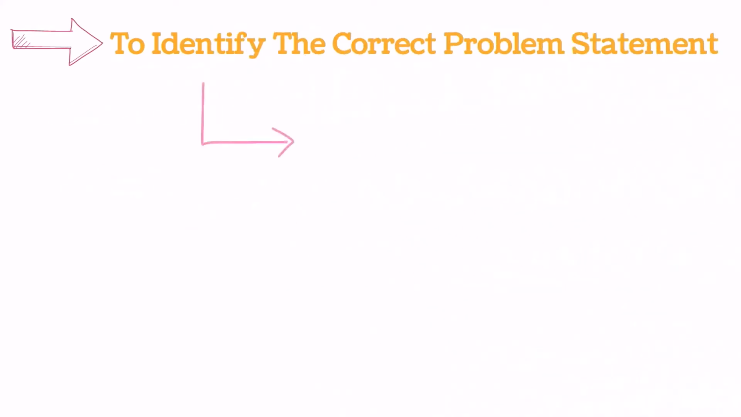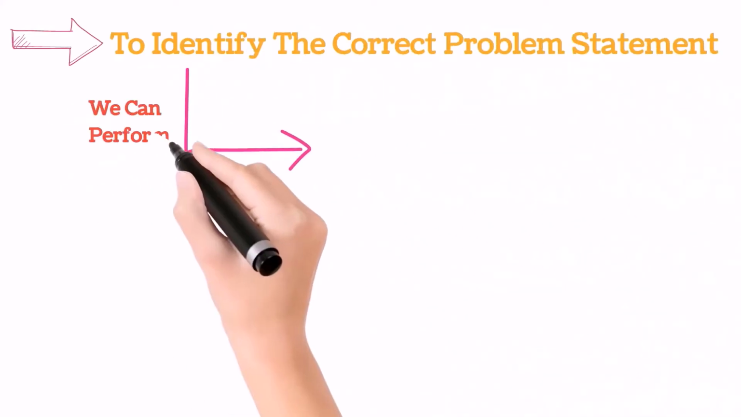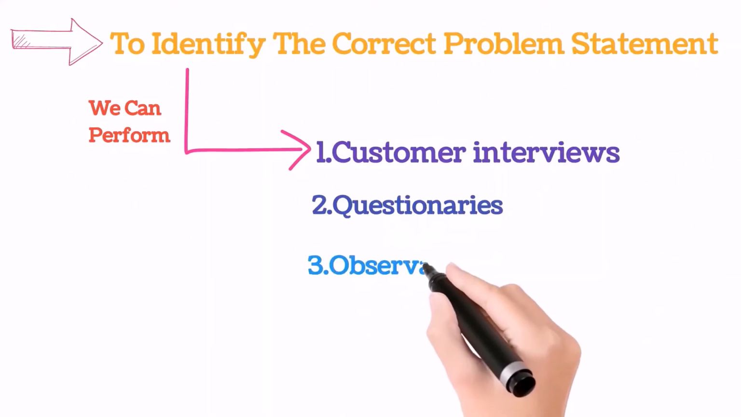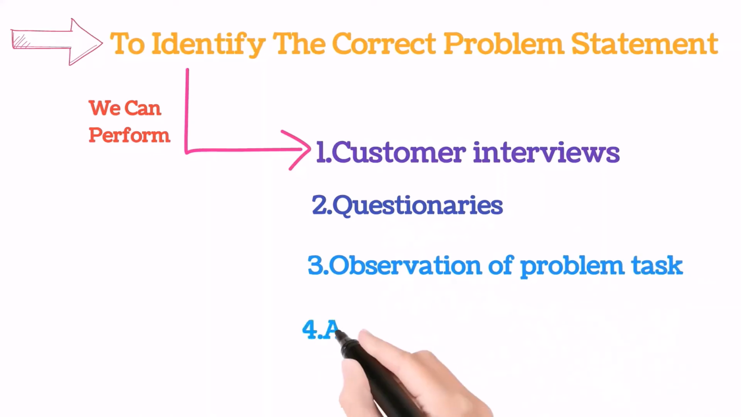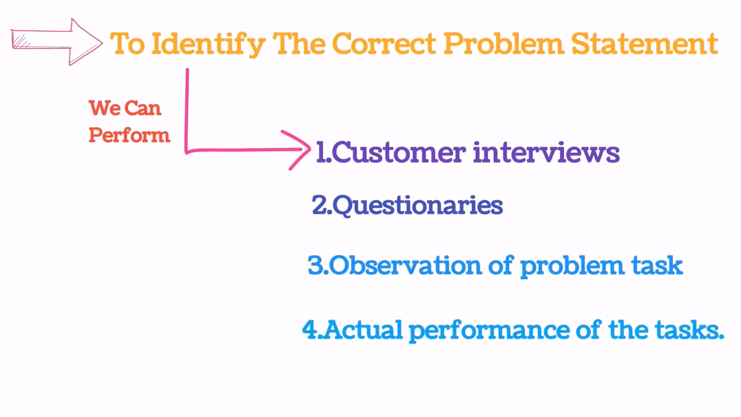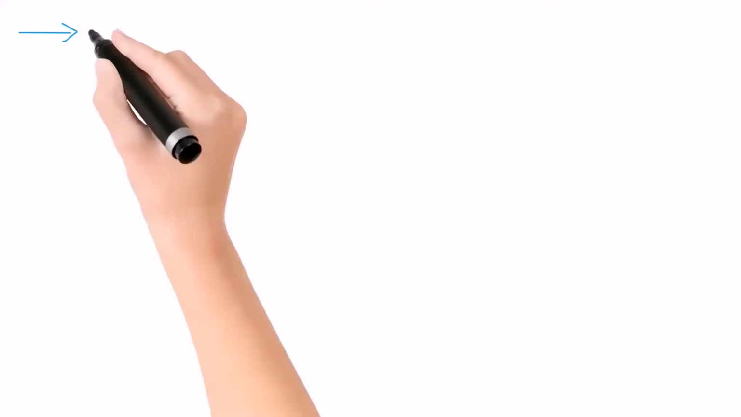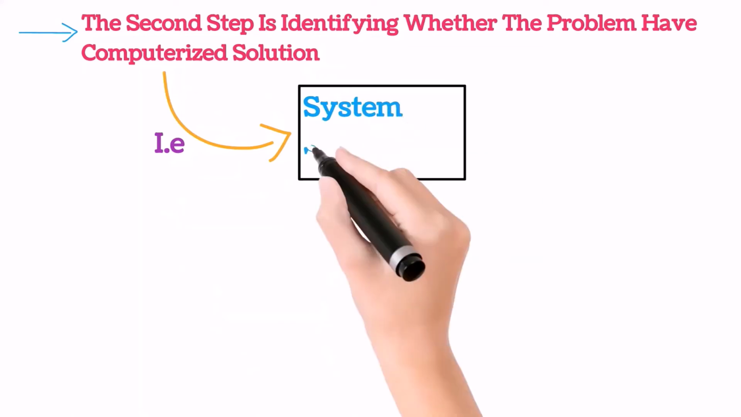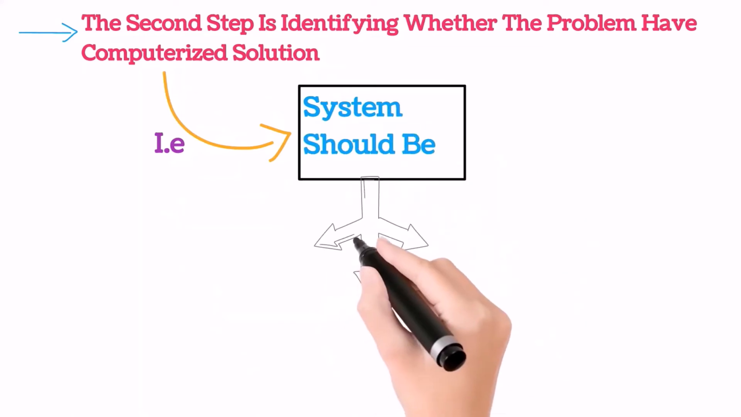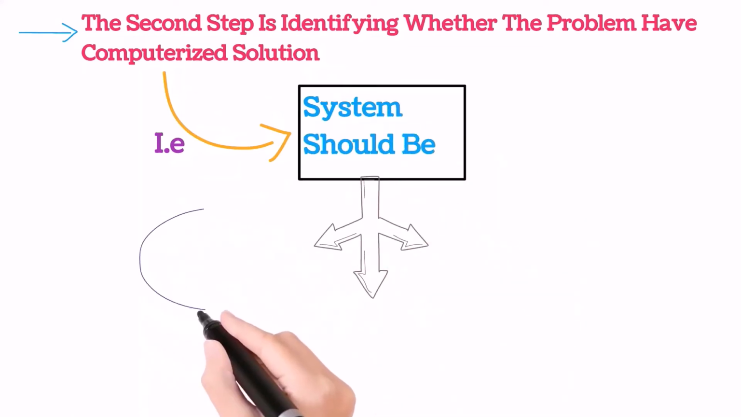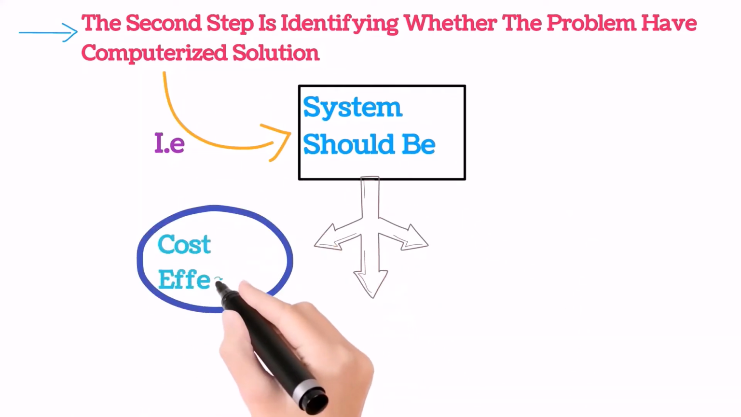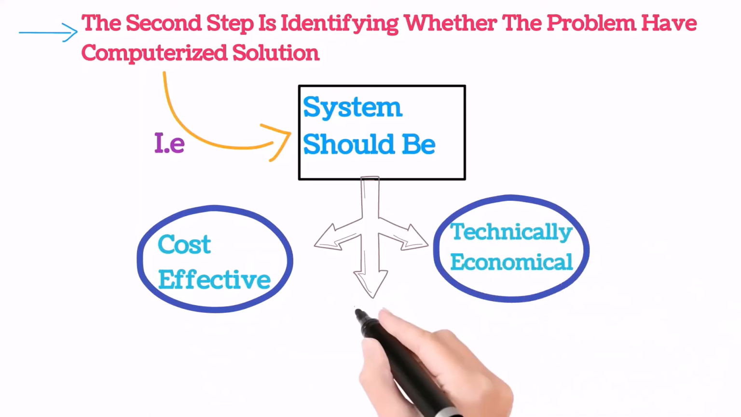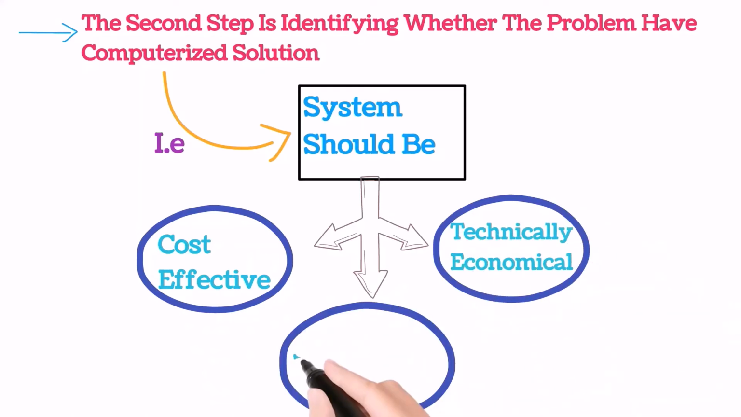To identify the correct problem statement, we can perform customer interviews, questionnaires, observation of the problem task, and actual performance of the task. The second step is about identifying whether the problem has a computerized solution. If it does, then the system should be cost effective, and technically, economically, socially, and politically acceptable.